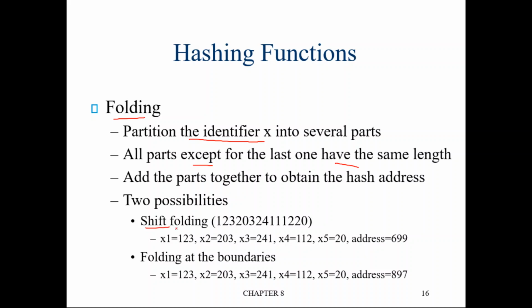There are two ways of doing this folding technique. One is called shift folding, another one is called folding at boundaries. Let us see how shift folding works. Assume that this is the key which you want to map. Of course it's a long number, 123203241112220. This is the key or the identifier which is to be mapped. Now we divide it into a certain number of partitions. Let us assume the partition size is 3.